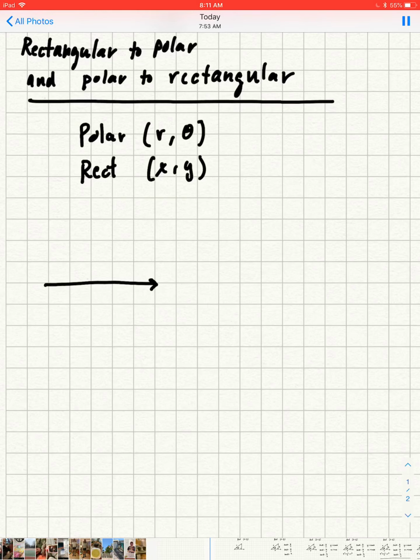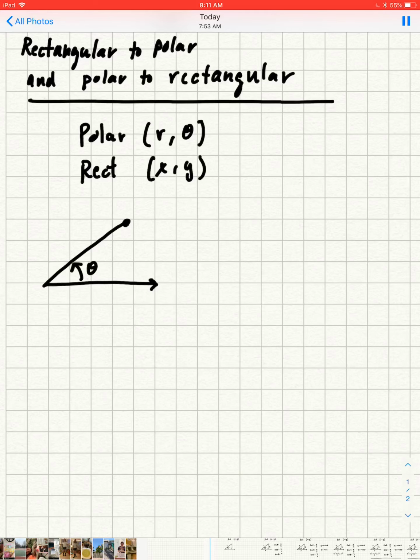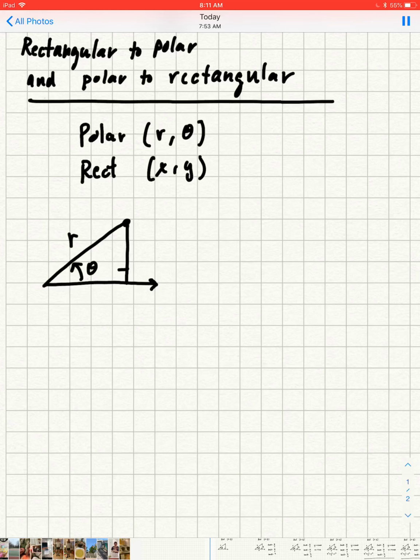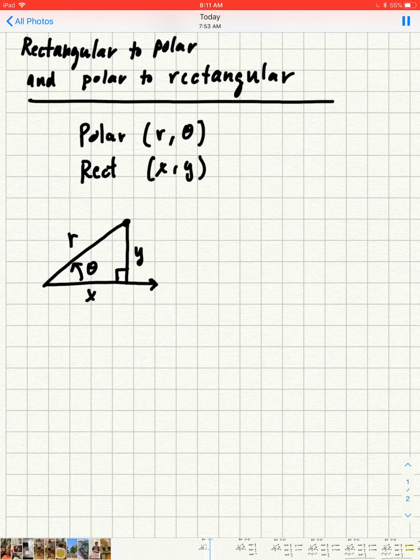So from the other videos, if you had your angle theta here and your radius or distance, and then it creates a triangle. If you're thinking about r, theta, x and y would still be here. So how does it relate? You're looking at a right triangle and you're using SOHCAHTOA.